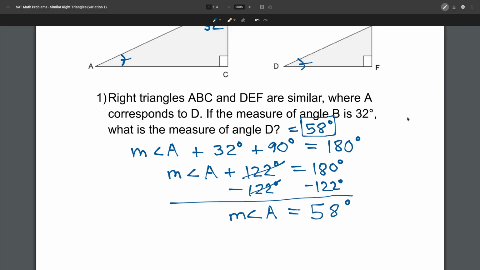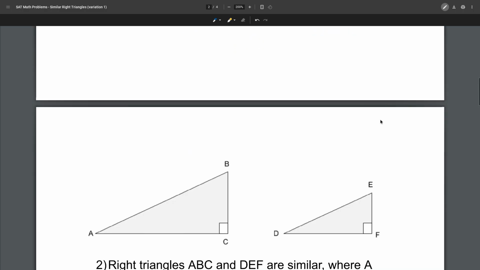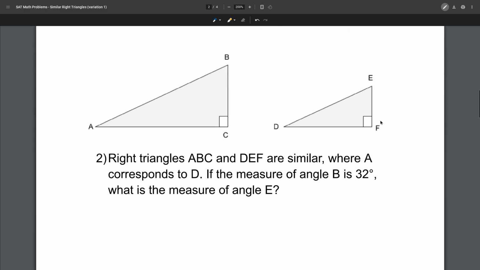Now, if you're trying to get ready for the SAT, what you might want to do for the next few problems is pause the video, look at the problem, try and answer it, and then watch as I go through it to make sure your answer matches. Okay, so let's go to the next one. All right, so pause the video now if you want to.